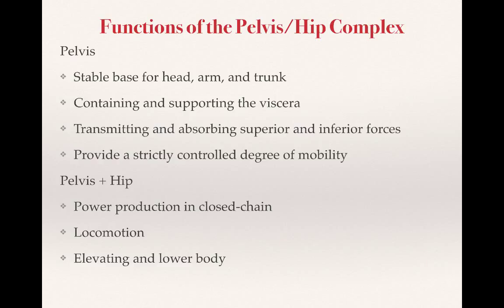It's not quite as free moving as the shoulder joints we'll see here in a moment. Together, the pelvis and the hip help to produce the power necessary for closed chain activities. So this means walking for one thing. The main thing is walking. It also plays a role in elevating and lowering the body.